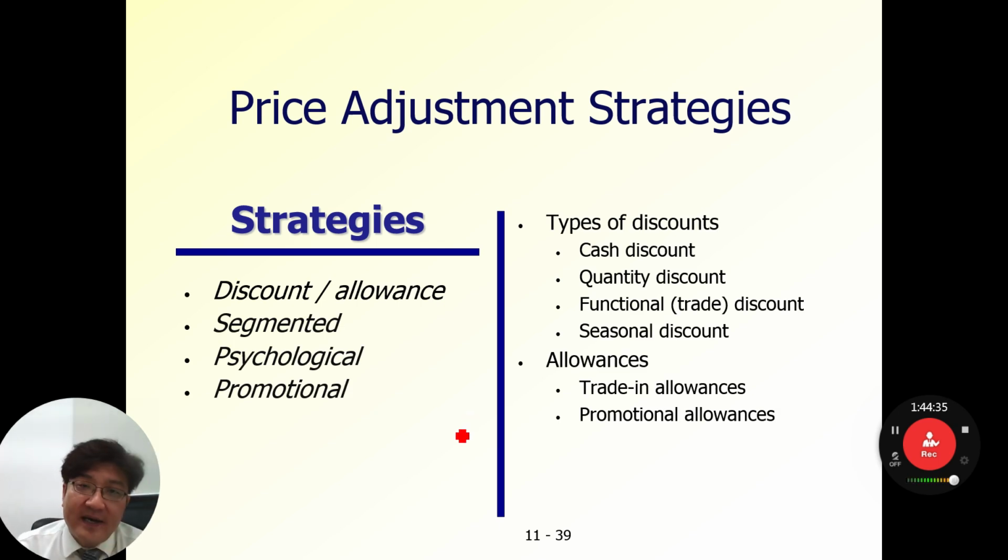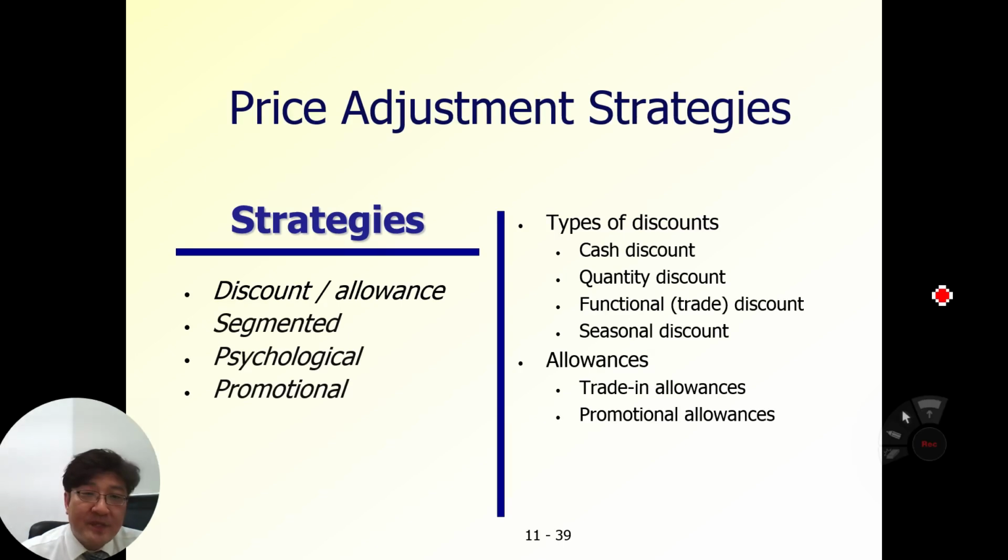Then let's talk about the price adjustment strategy. Mostly we're going to talk about the discount. In price adjustment, the most popular one is probably the discount. You can discount the money from the final price of the product. That is what we call the cash discount. Cash discount is the more general form, cutting the price from the final price of the product.